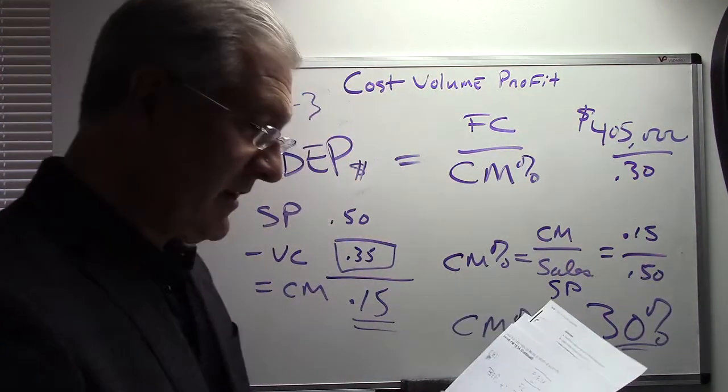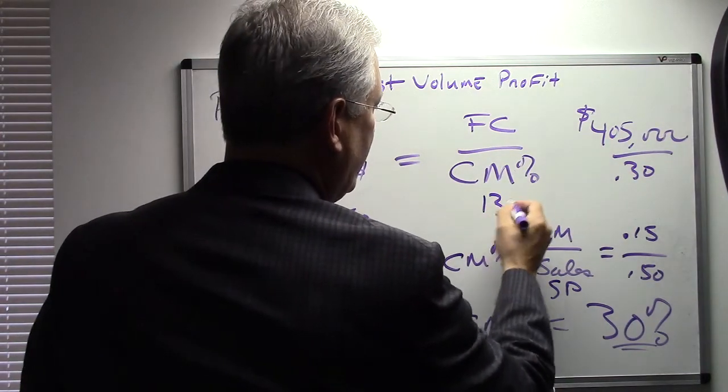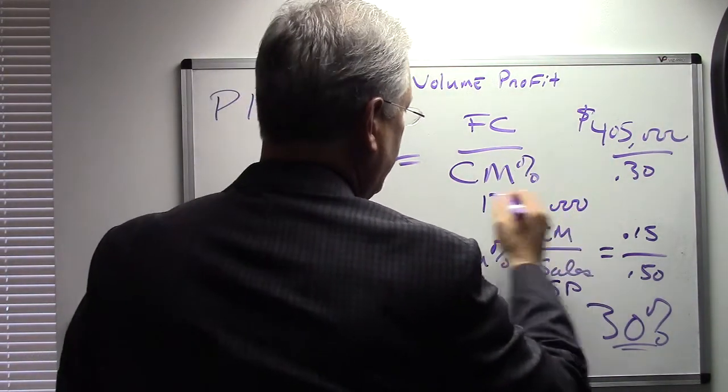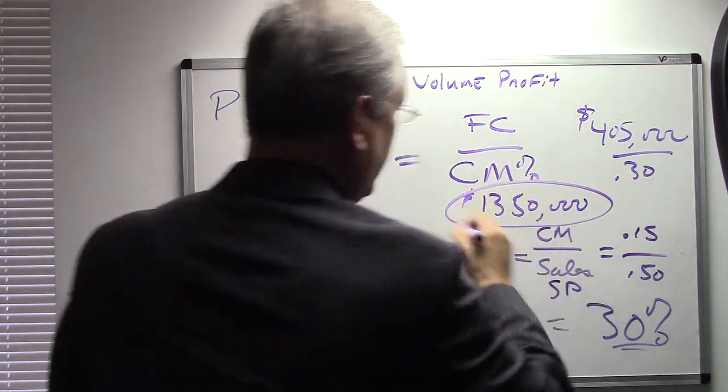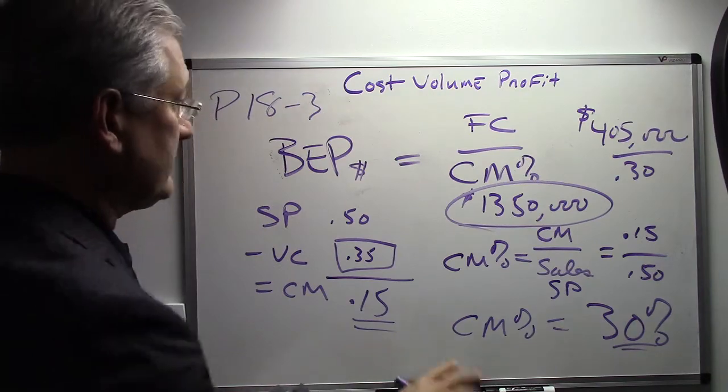$405,000 divided by 0.30. Break-even point in sales dollars, $1,350,000. That's the break-even point in sales dollars.